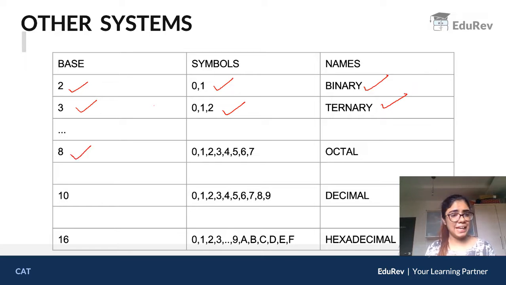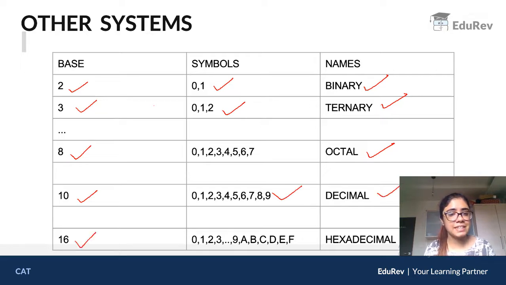When your base is 8, you use 0 to 7, it is called an octal system. Your bases could be 4, 5, 6, or anything. I have just mentioned the commonly used systems. When your base is 10, 0 to 9, it is decimal.